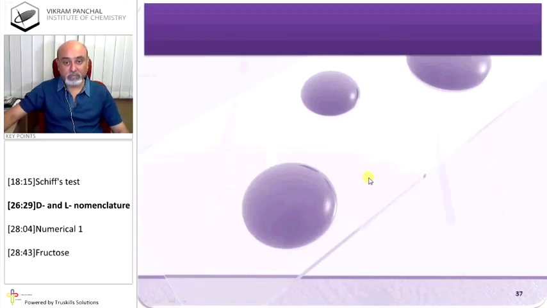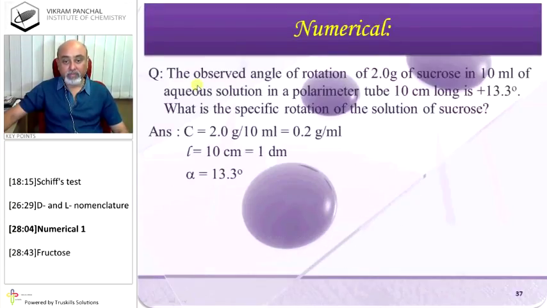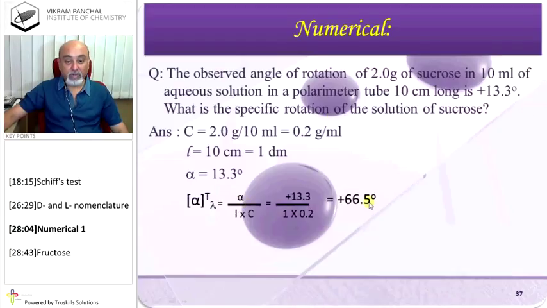Let us take one example. Numerical. The observed angle of rotation of 2 gram of sucrose in 10 ml of solution in a polarimeter tube 10 centimeter long is plus 13.3 degree. What is the specific angle of rotation of the solution? Well, C is 2 grams per 10 ml, so 0.2 grams per milliliter. L is 10 centimeters, so that is 1 decimeter. Alpha is 13.3 degree. Substitute these values and you will get plus 66.5 degree. So this is the specific angle of rotation of sucrose.